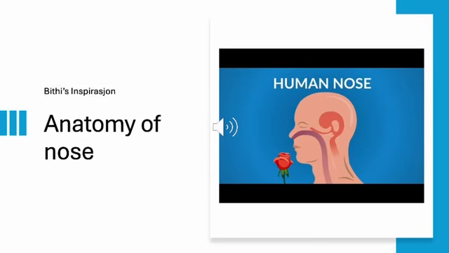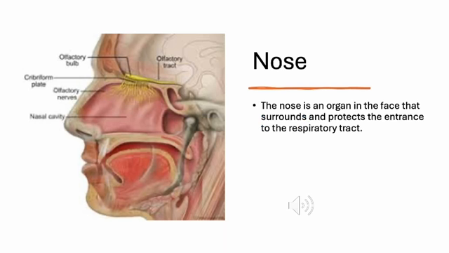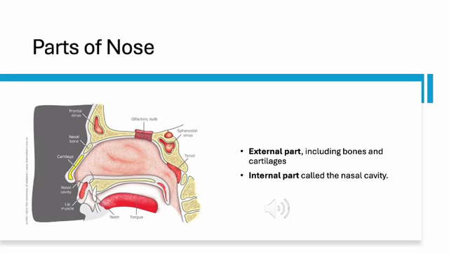Anatomy of the human nose. The nose is an organ in the face that surrounds and protects the entrance of the respiratory tract. Parts of the nose. The nose has an external part and an internal part. The external part includes bones and cartilage that form its shape, and the internal part is called the nasal cavity.